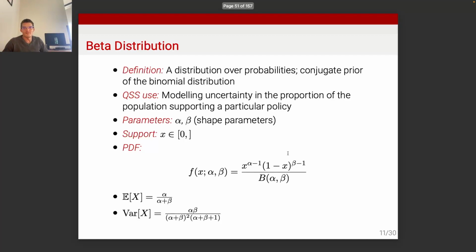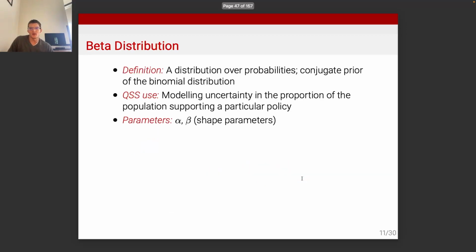Here's the PDF. In this case, the support should read 0 to 1. So basically, x here is like a probability. And remember, probabilities go between 0 and 1, so the support is between 0 and 1. And here is the PDF for the beta distribution. It's a little bit more complicated, but there's a certain similarity to what we had before.